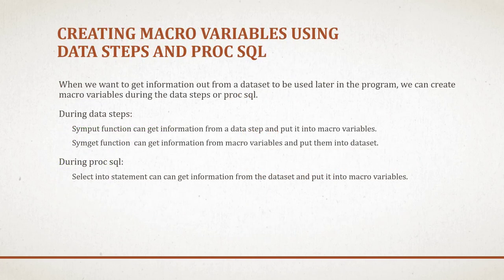When we want to get information out from a data set to be used later in the program, we can create macro variables during the data steps or proc SQL. Then we can add it to the data set by data steps or proc SQL. During the data steps, the symput function aims to get information and put it into macro variables, and the symget function aims to put macro variables into the data set. During proc SQL, the select into statement can get information from the data set and put it into the macro variables.